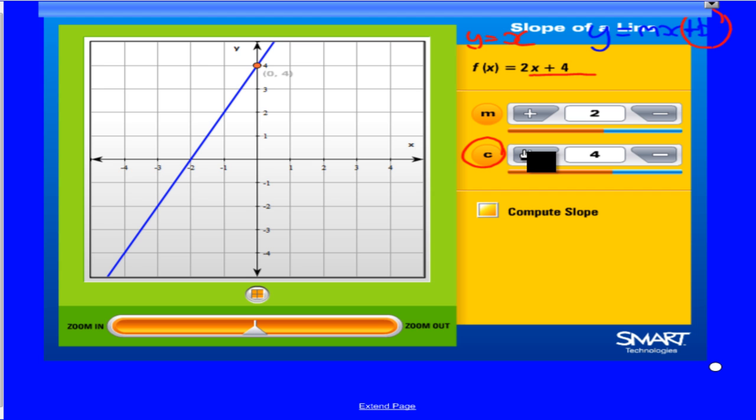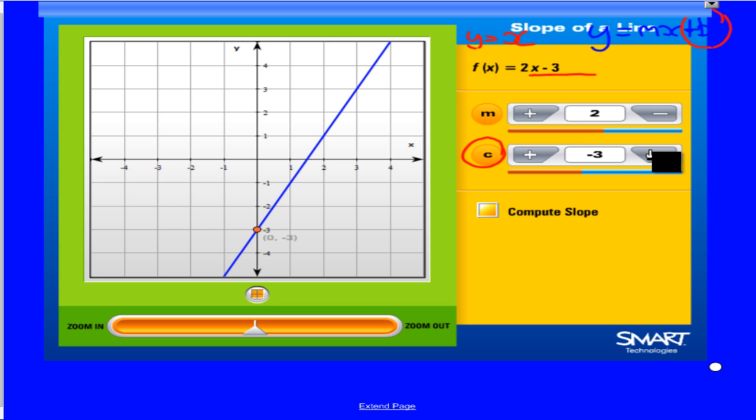Increase it a couple more times, we have plus 4 in our equation, and our graph is crossing the y-axis at 4. Similarly, if we drop it and make it negative, we have a minus 3, and our graph is crossing the y-axis at y equals negative 3. So there you have it. That's the gradient and the y-intercept, where they are in an equation and how they affect the graph.